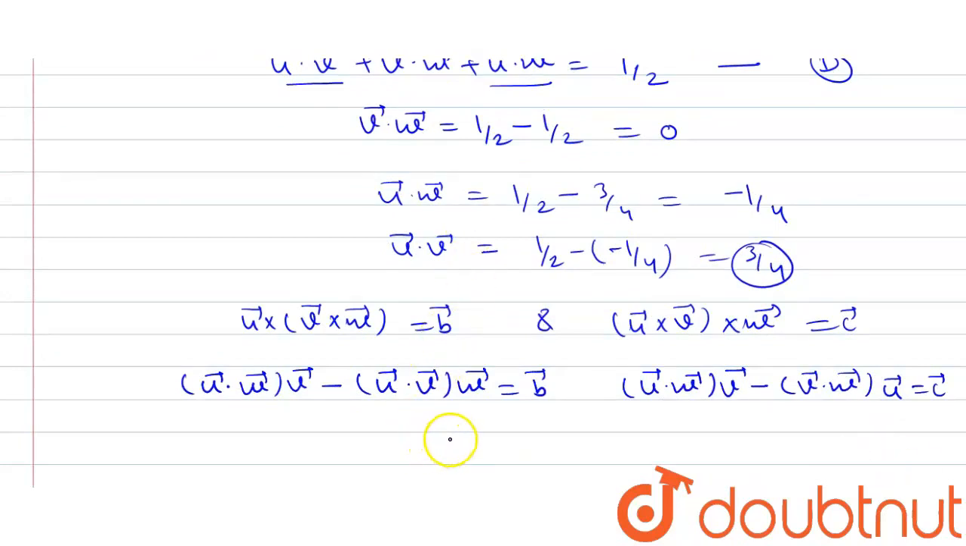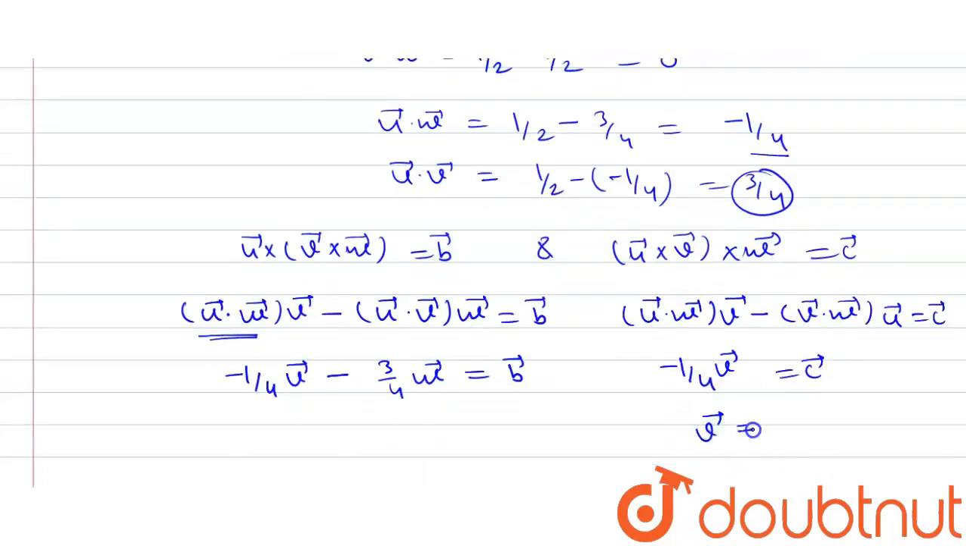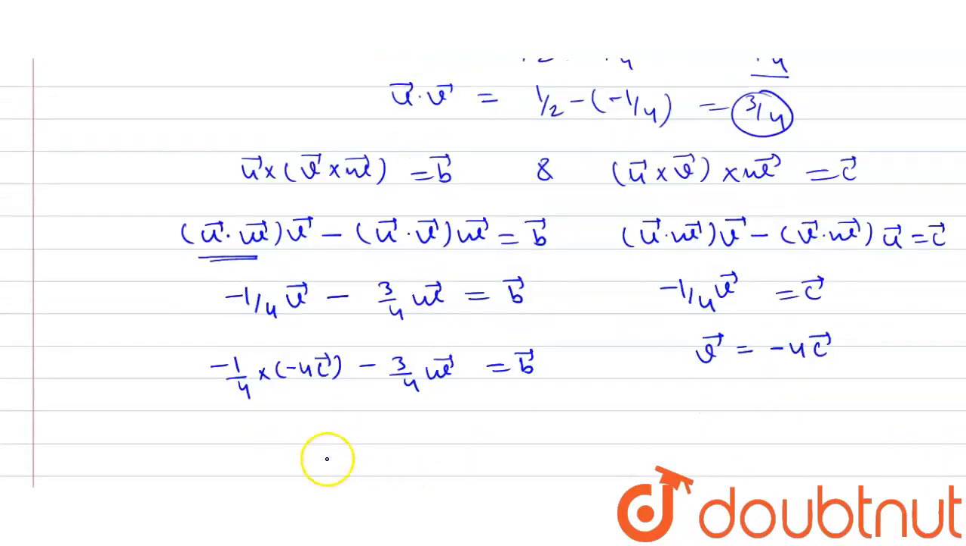Now one by one put the values of uv, vw and uw. Here u vector dot w vector is -1/4, so -1/4 times v vector minus u vector dot v vector, which is 3/4, so put here 3/4 times w vector is equal to b vector. Similarly here u vector dot w vector will be equal to -1/4 times v vector and v vector dot w vector is equal to 0, so you will get c vector is equal to -1/4 times v vector. So from here we can say that v vector is equal to -4 times c vector. Now put the value of v vector here, so you will get -1/4 into -4 times c vector minus 3/4 times w vector is equal to b vector. So from here we will get (c vector minus b vector) multiplied by 4/3 is equal to w vector.